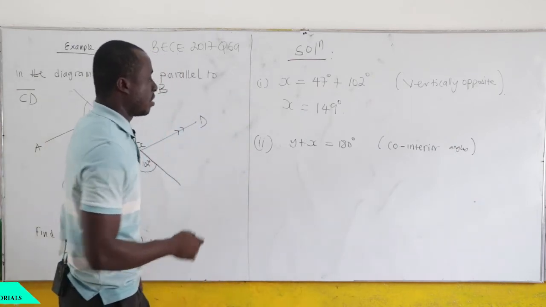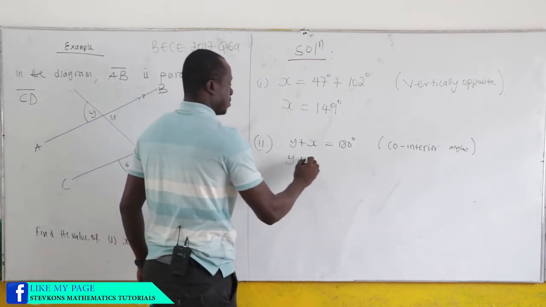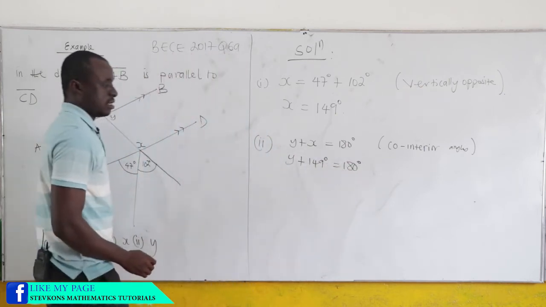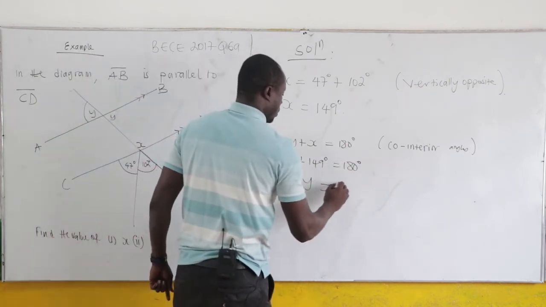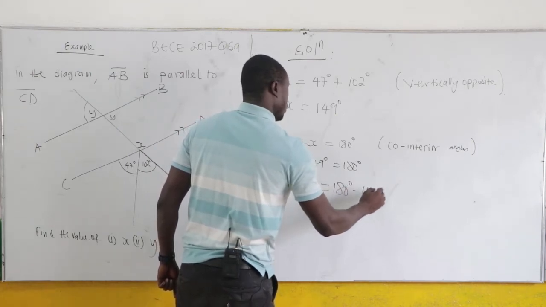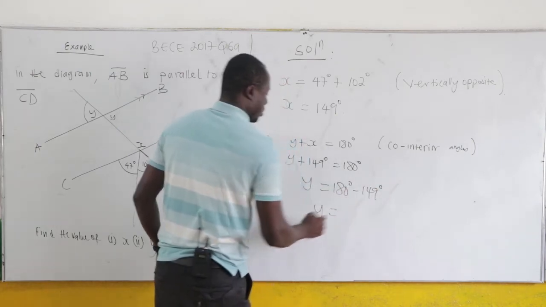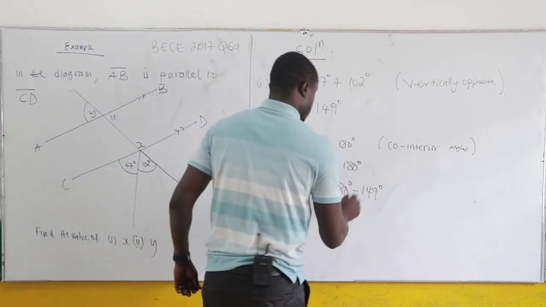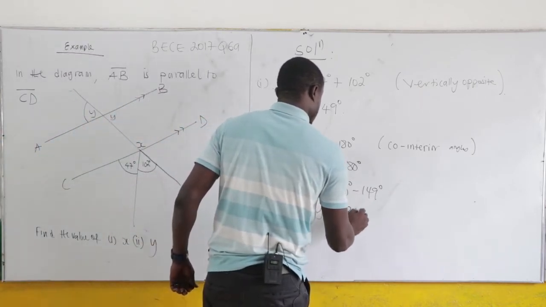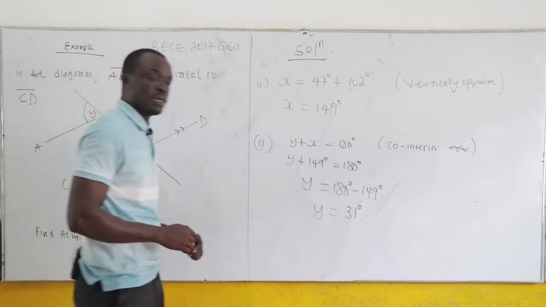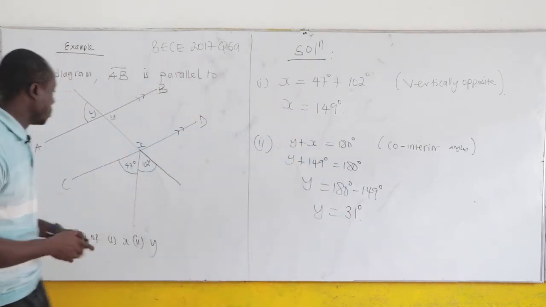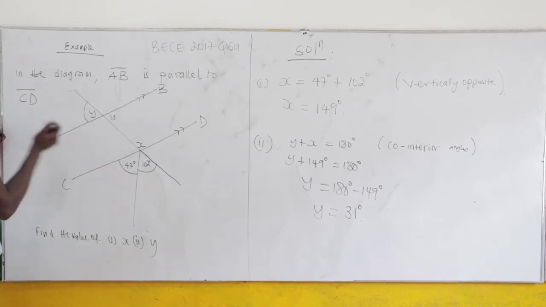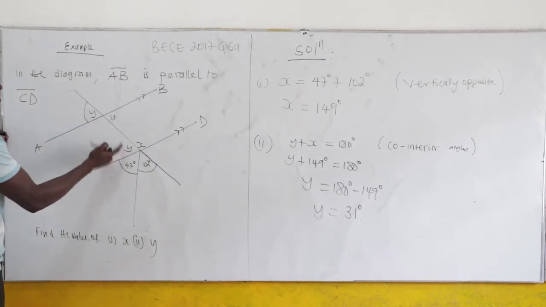Now, what is my y? My x is 149 degrees, so 149 plus y equal to 180 degrees. Clearly, y is 180 degrees minus 149 degrees. Now, what is 180 degrees minus 149? That is 31 degrees. And this is very, very easy. Or you can see that the angle here is corresponding to the angle over there, or this is alternating to this.